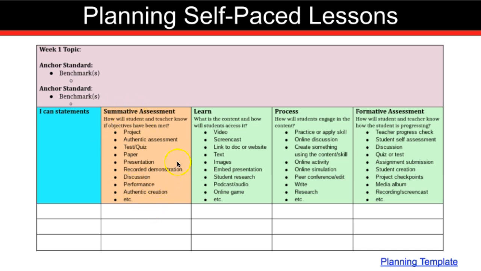Now, in backwards design, we start with what's the final summative assessment going to be? How will you assess what the student knows? So this could be a project, could be authentic assessment, a test, quiz, a paper, presentation. There's some different ideas listed for you here. Once you know your end target, then we back up and ask ourselves, all right, how are we going to have the student learn this?